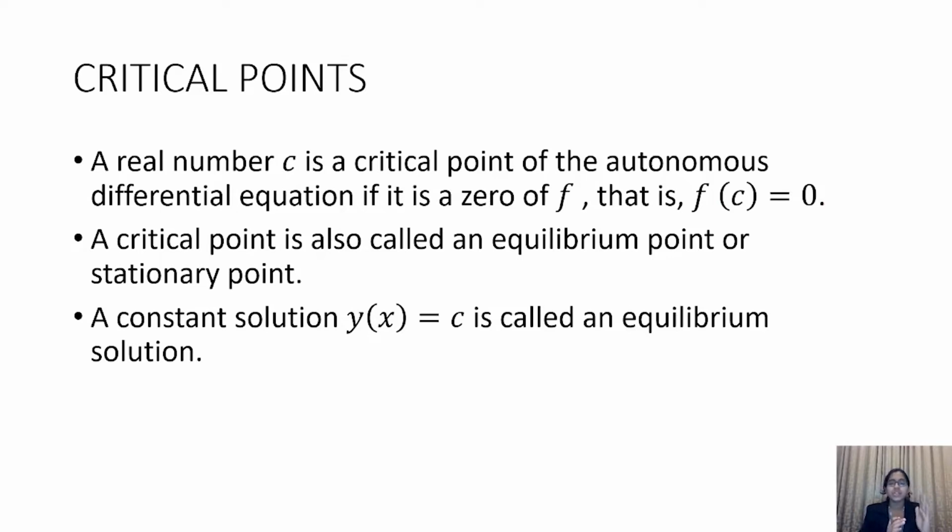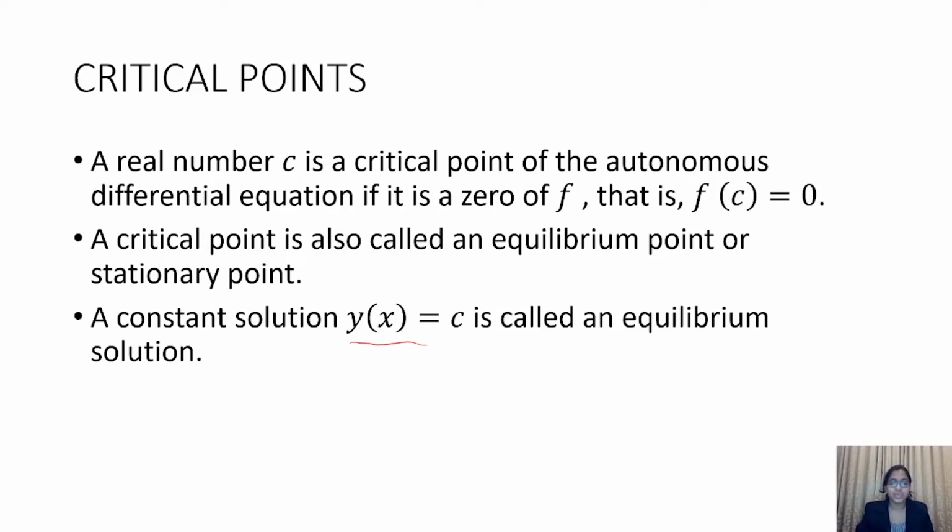We have the differential equation dy by dx is equal to f of y, and if c is a critical point, f of c is 0. So one side becomes 0 and the other side is dy by dx. If we consider the solution y is equal to c, y is again a constant, so the derivative is also 0. So this equation is actually a solution of the given differential equation, and it is called the equilibrium solution.